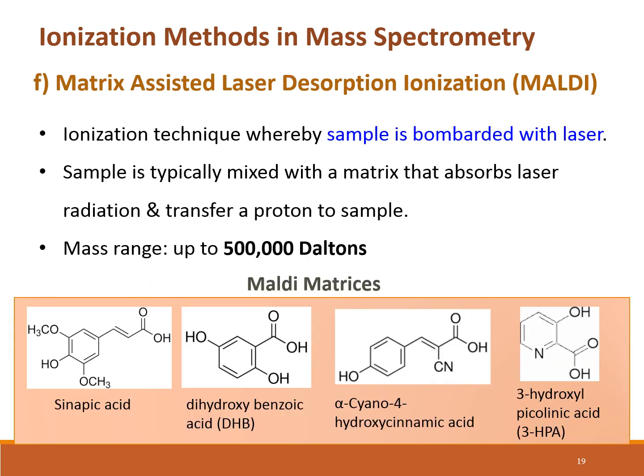Matrix assisted laser desorption ionization, also known as MALDI. It is an ionization technique whereby the sample is bombarded with a laser. The sample is typically mixed with a matrix that absorbs laser radiation and transfers a proton to the sample. The mass range is very high, up to 500,000 daltons. Here are some examples of MALDI matrices: sinapinic acid, DHB dihydroxybenzoic acid, alpha-cyano-4-hydroxycinnamic acid, and 3-hydroxypicolinic acid. So this is 3HPA.